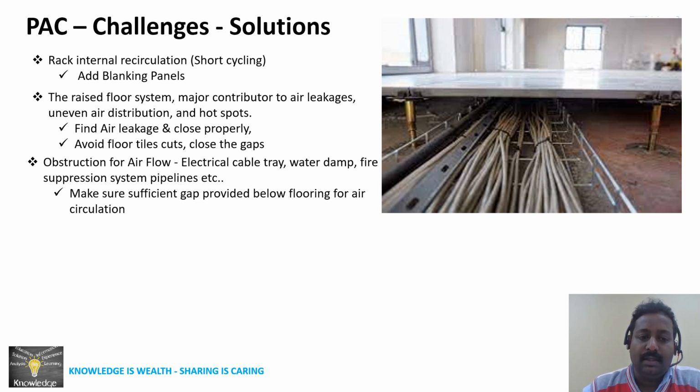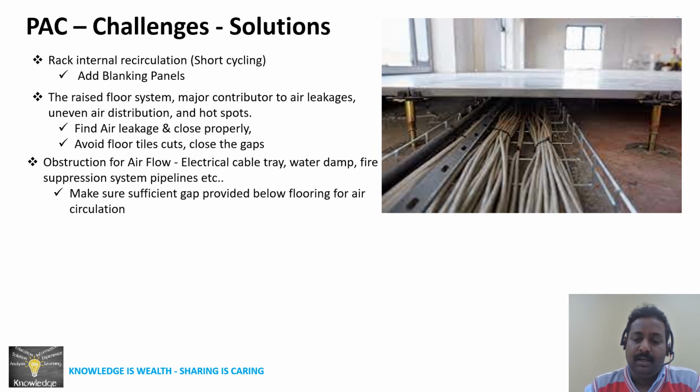And the next is air circulation, namely improper supply air distribution. Below the flooring in a lab and data center there are two main components. One is the electrical cable tray that passes below the flooring, and the second is the fire suppression systems. That setup obstructs the supply air from distributing properly. So we need to make sure sufficient gap is provided for airflow circulation to ensure proper air distribution.